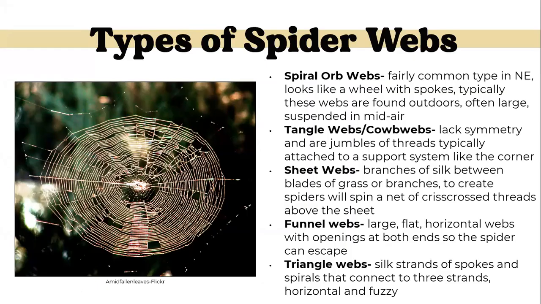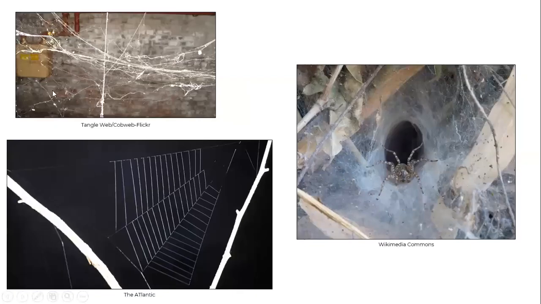These are going to be connected on the ends, and they almost look fuzzy when you see them. So here's some photos. We all have probably seen a tangle web or a cobweb before. That's kind of like Halloween right there. This is a triangle one, this black photo here. This is a triangle. You can see there's 1, 2, 3 ends, and it looks like a triangle. And then here is a funnel web. So kind of a big sheet here, and then there's this little tiny hole so that spiders can go in and they can go out. This is a great escape route for them.